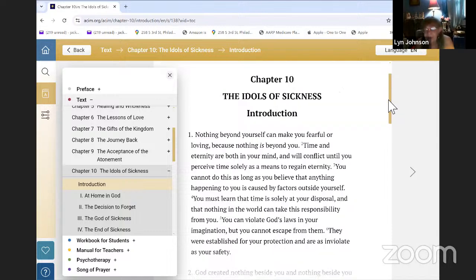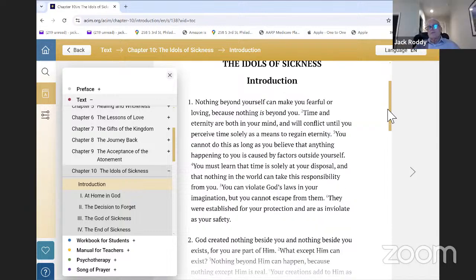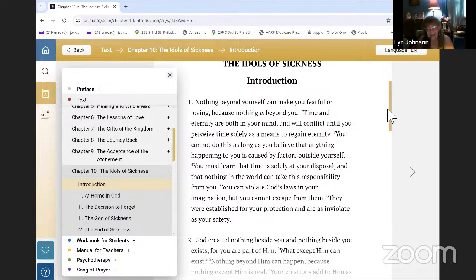That's pretty amazing. Reminds me of the line that you often quote that says, nothing beyond your being can make you ill, weak, sick, or frail. You know that line? Yes, I do. And this first line reminds me of that. Only you can make that happen. Only you can hurt yourself. Nothing can harm the Son of God. Yes. And it's guaranteed right here.